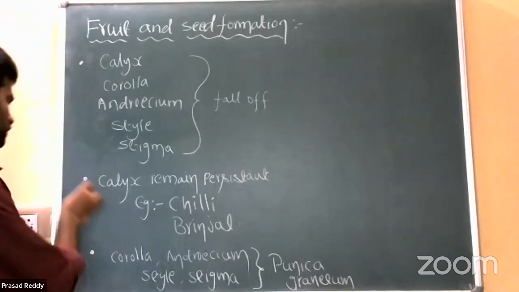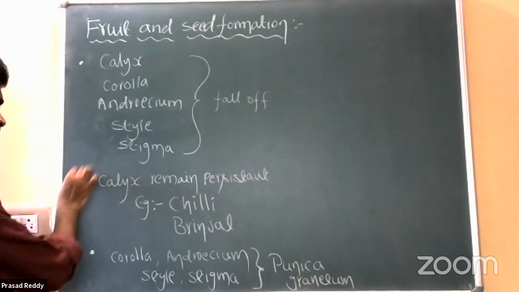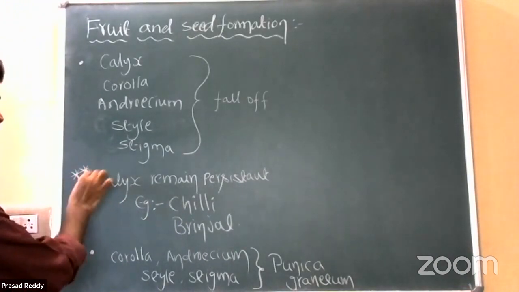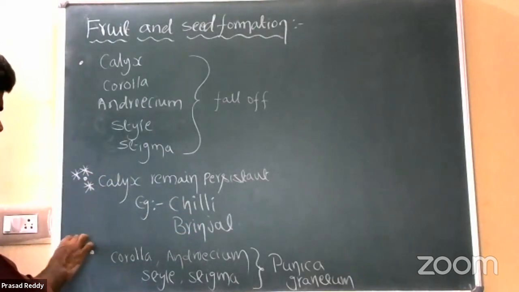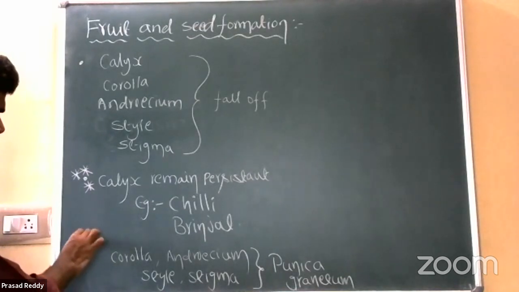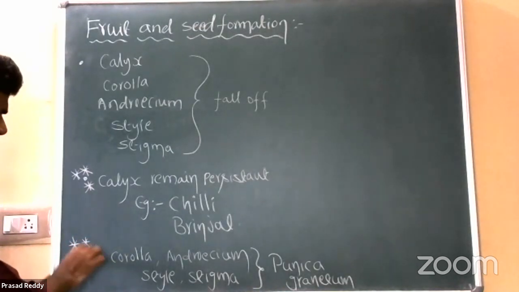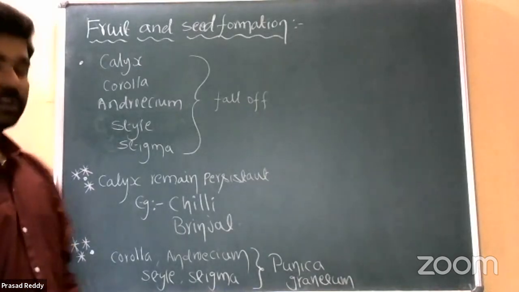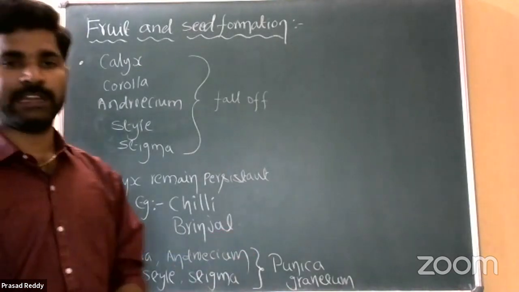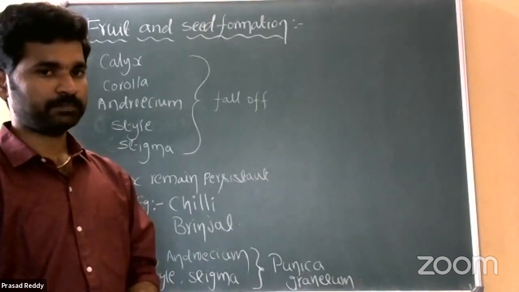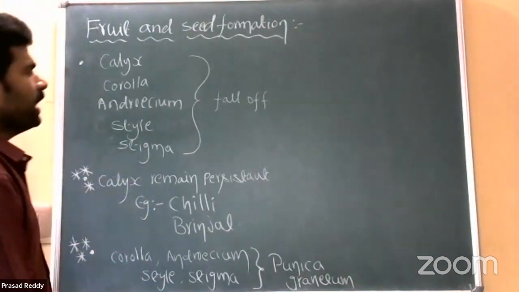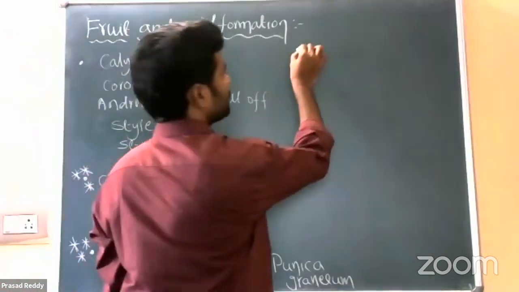If the last question is like this, in which fruit does calyx remain persistent? Chili and brinjal. In which fruit do stamens, style and stigma remain persistent? Punica granatum. Okay, done. And what type of changes remain?